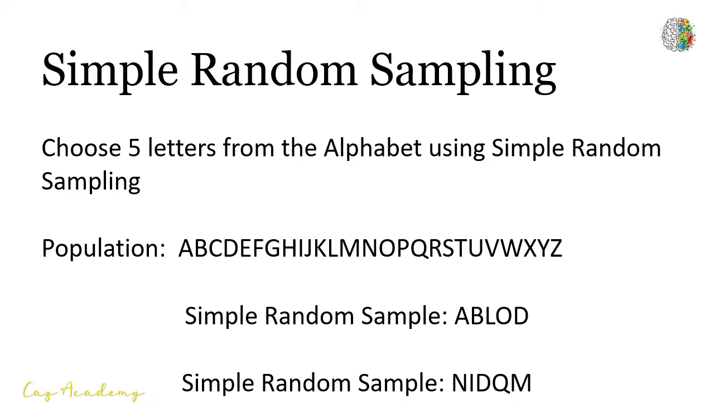Now if I was to put those letters back and then once again draw 5 letters from the 26 possible letters of the alphabet, I might draw another simple random sample with the letters N, I, D, Q, and M. Both of these are examples of simple random samples.